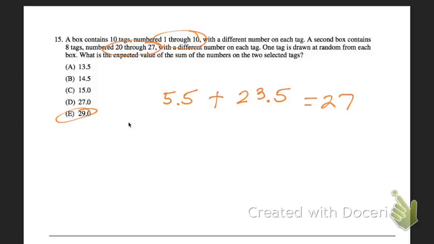So expected value just means mean, and when you're combining means, you just add them together if you have 2 sets of data.